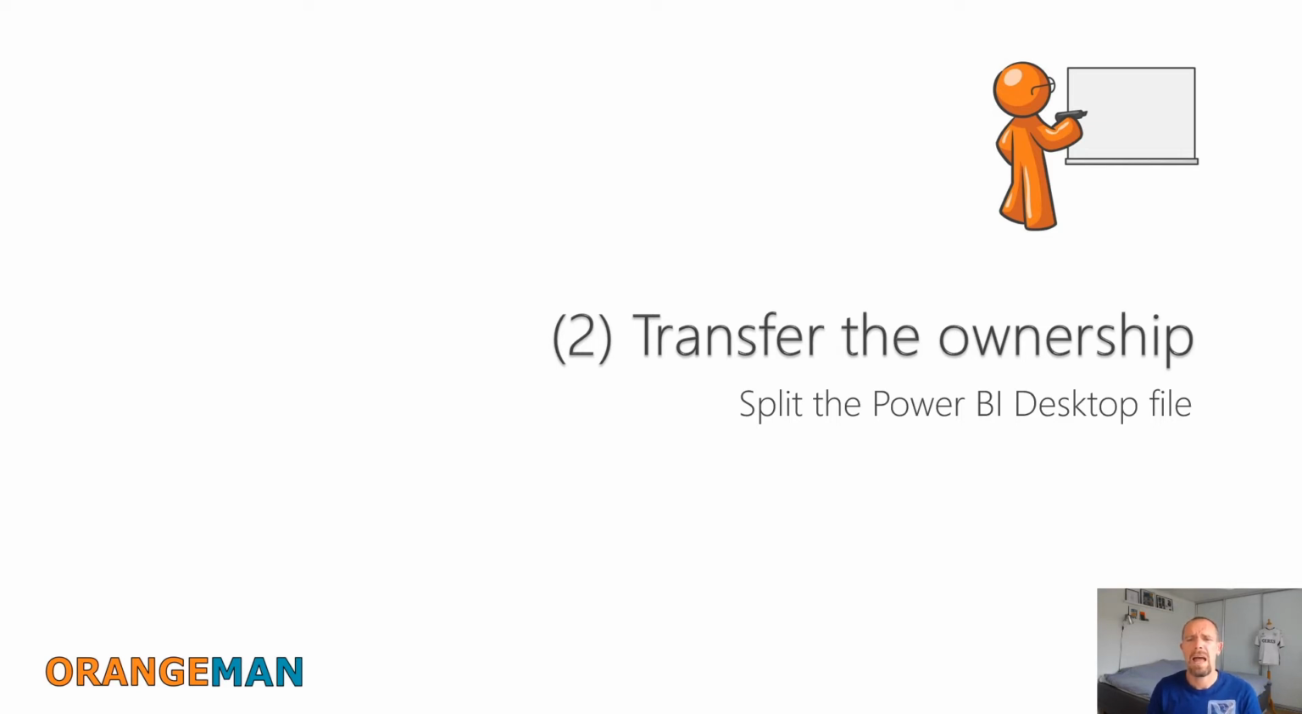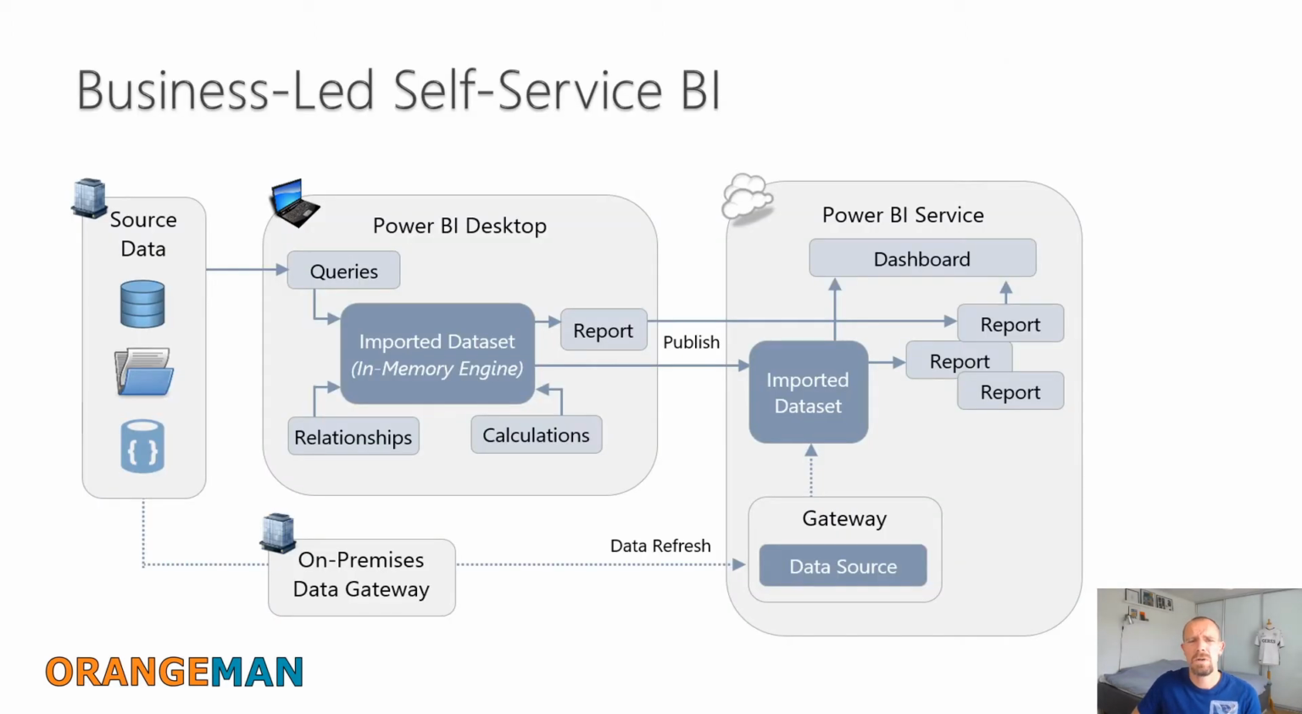transfer of the ownership. And this is around splitting the Power BI desktop files. So here we have this example where we have one Power BI desktop file where we have all the different parts in one file. So we have the queries, we have the relationships, we have the reports, we have the calculations. This is actually, when you just start Power BI desktop, the way it works. So all in one file, and this is the self-service way. And this is actually a drawing from this official white paper from Microsoft.